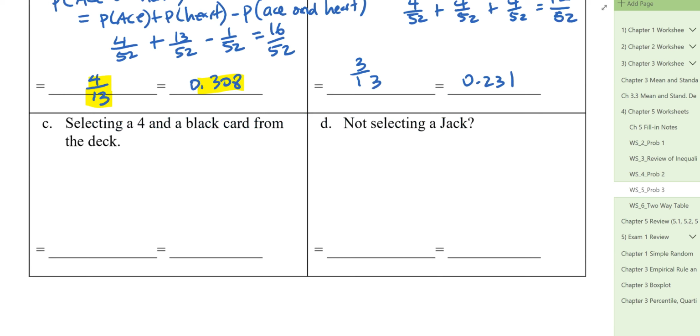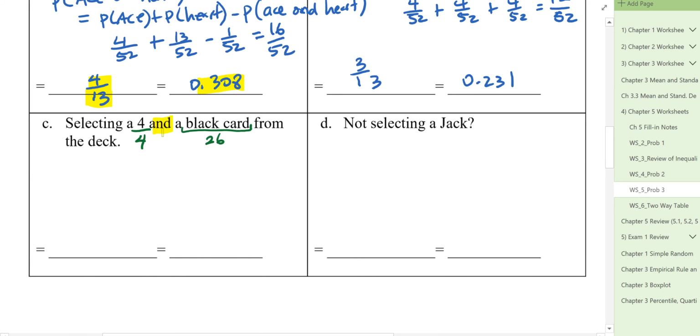Okay, so selecting a 4 and a black card from a standard deck. In a standard deck of cards, there are 4 cards that are a number 4, and there are black cards. Black cards are half the deck: half of the 52 cards are black, half are red. So half of them are black, which is 26 cards.